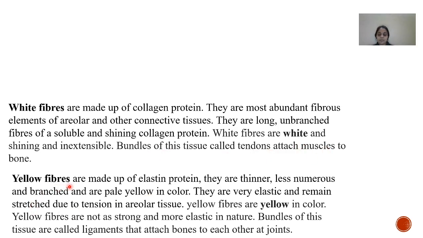Coming to yellow fibers. They are made up of elastin protein. They are thinner, less numerous and branched. The color is pale yellow, they are elastic, and they remain stretched due to tension in areolar tissue. And they are not as strong but more elastic in nature. Bundles of these fibers are called ligaments, which attach bone to another bone at joints.